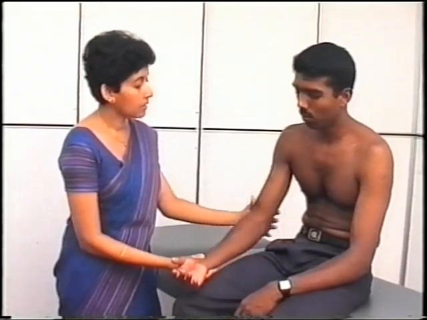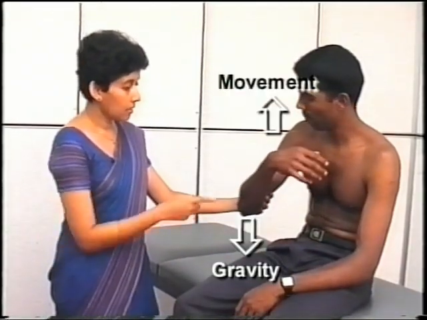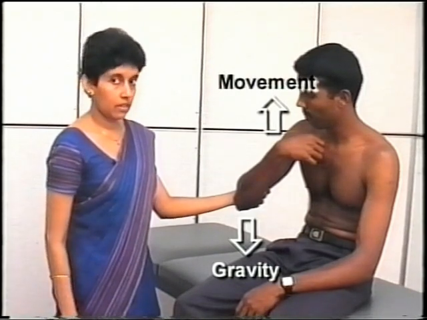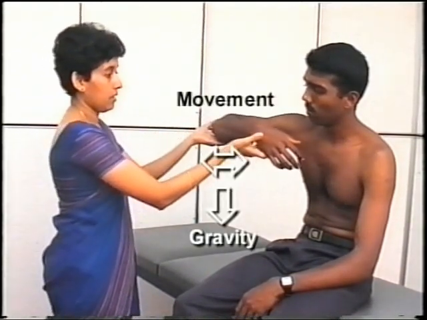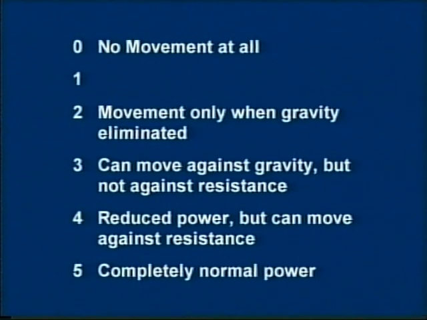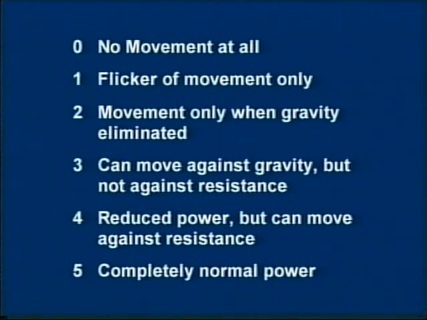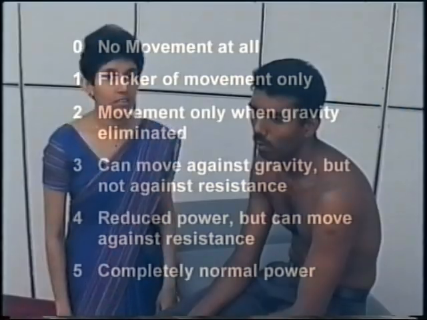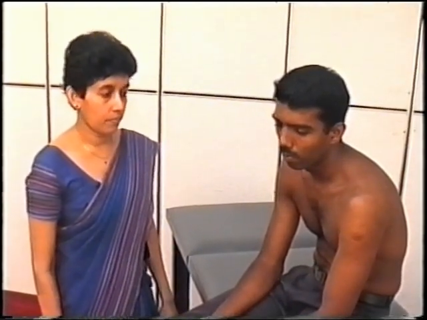Then, this movement is against gravity. And this is how you eliminate gravity for the same movement. Right? Then, in power grade 1, you can only observe a flicker of movement of the muscle. It is not important to test the power of all the muscle groups. We only test the power of muscle groups with some localizing value.